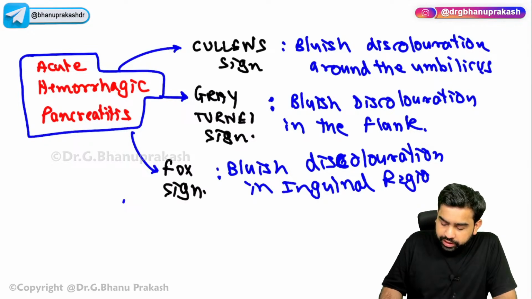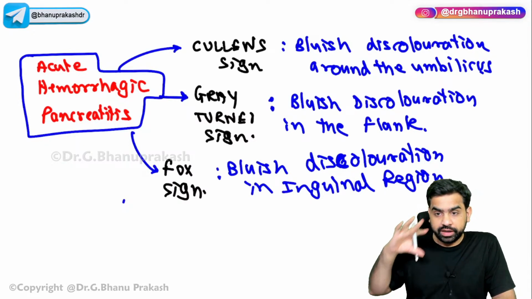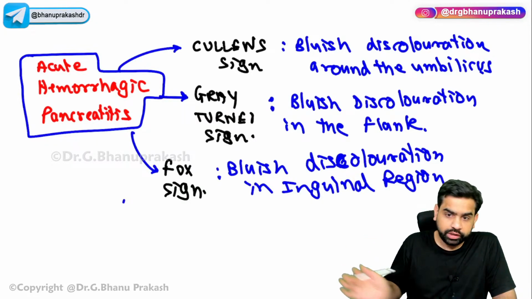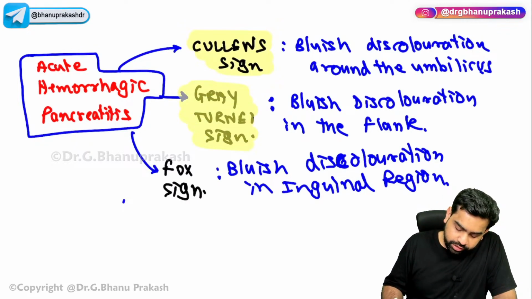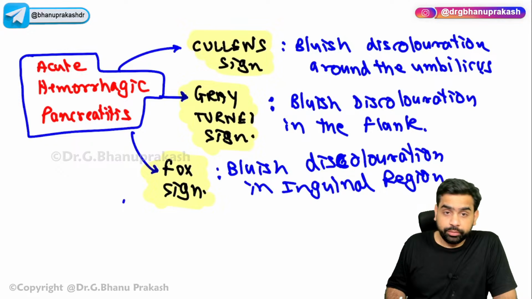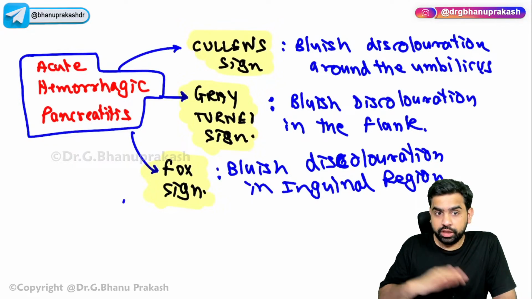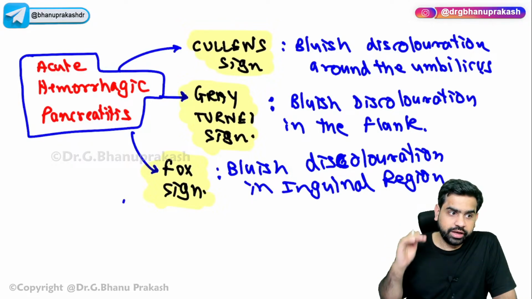What happens is that the pancreas is a retroperitoneal structure, and if there is a hemorrhage occurring around the pancreas, that hemorrhagic fluid trickles down along the fascial planes, and then we get this discoloration in different parts, like the Cullen sign, the Gray Turner sign, and the Fox sign. You appreciate this, guys? This is what you need to understand about these things. Got it? Acute hemorrhagic pancreatitis, Cullen sign, Gray Turner sign, and the Fox sign.